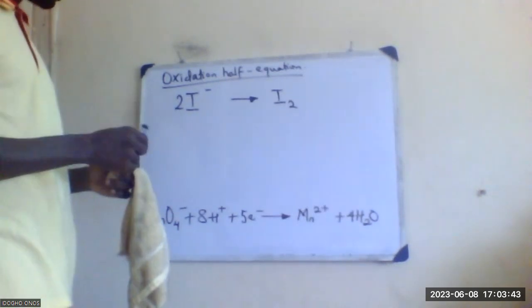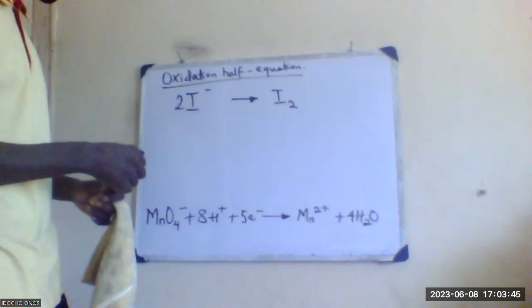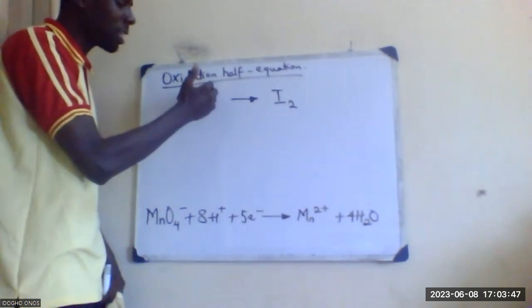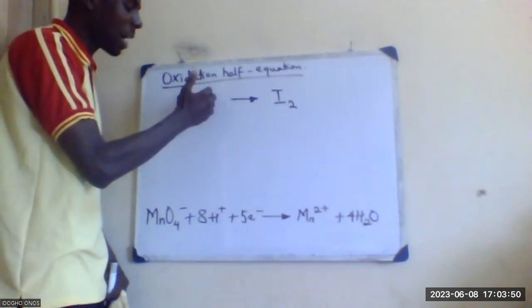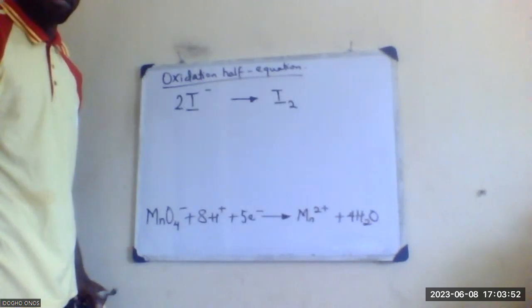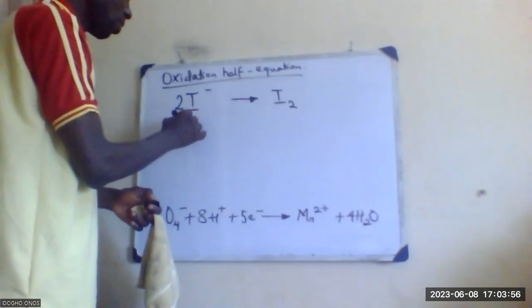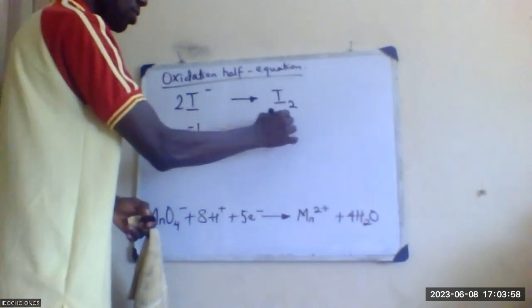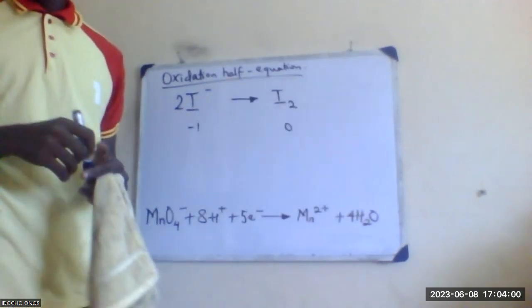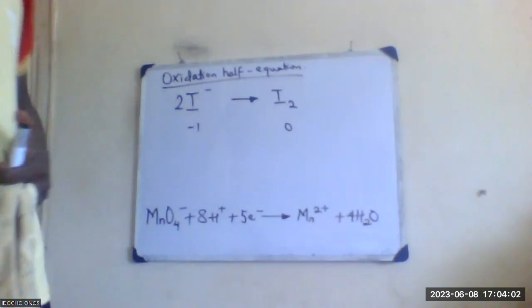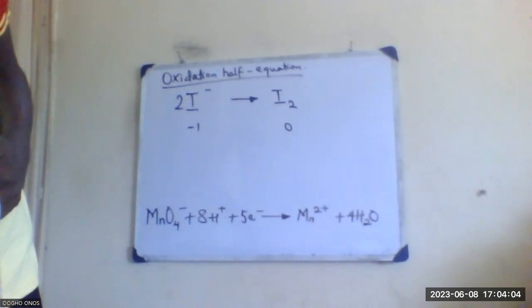Now, after you've added that, you can see now there's no oxygen here. So there's no need of adding hydrogen and water to any side here. So what we are going to balance here is the charge. The charge here is -1 and the charge here is 0. Any question?